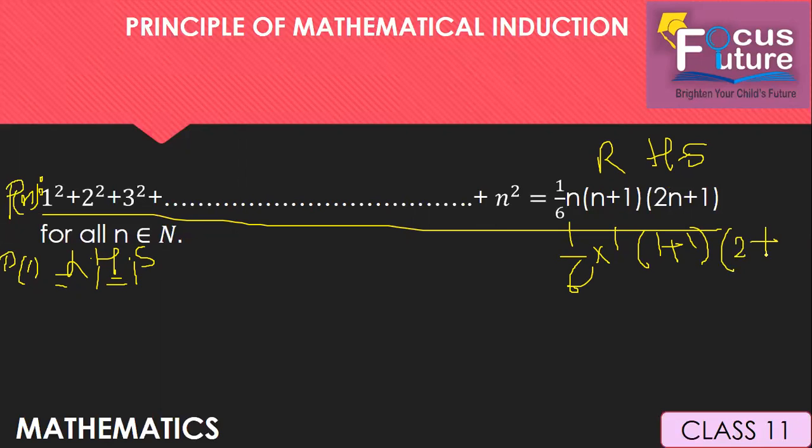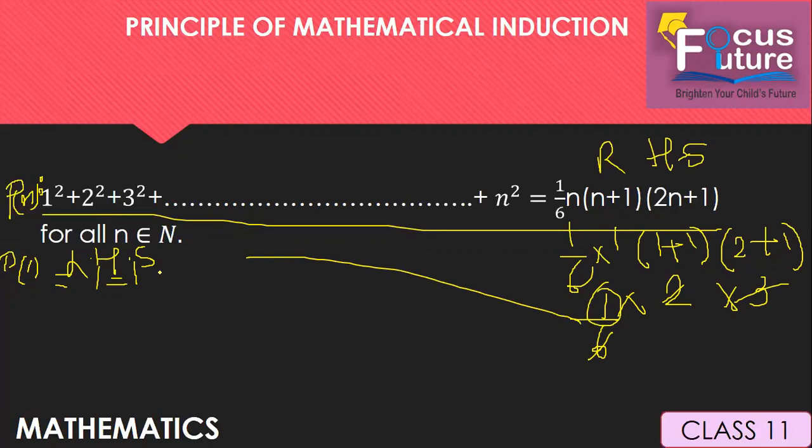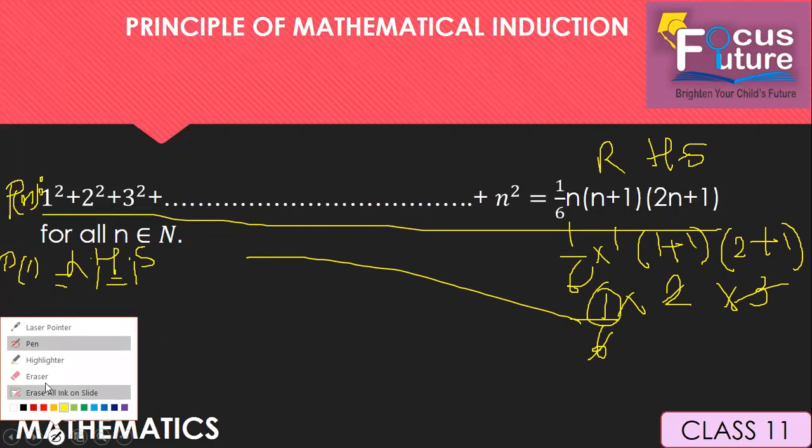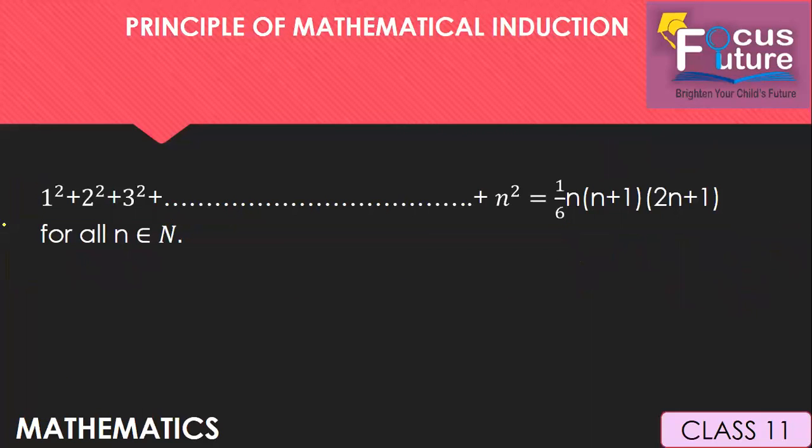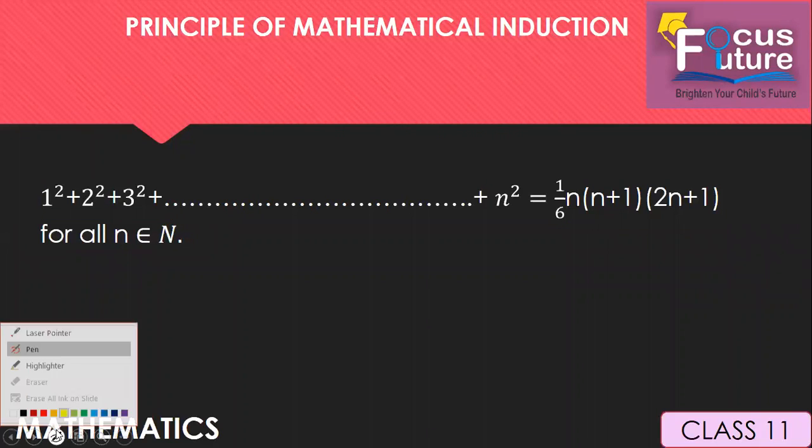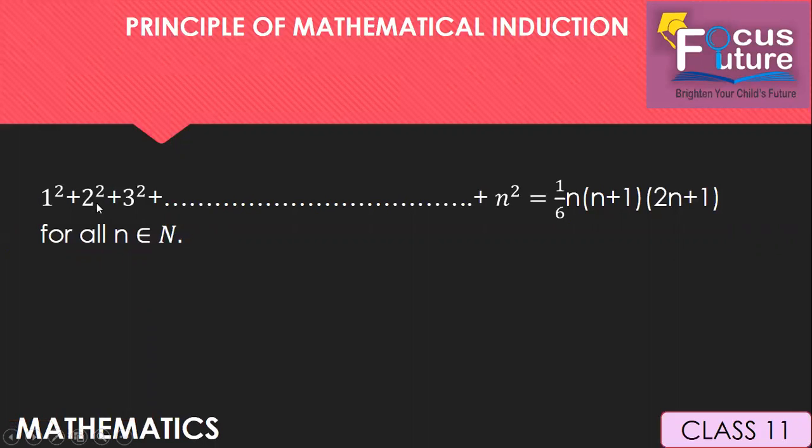So 1 plus 1 is 2 and 2 plus 1 is 3, into 1 by 6. So 3 by 6, 3 and 6 would cancel out. This would be 1. So 1 and 1, LHS and RHS are equal. Now you need to assume it is true for n equal to k.